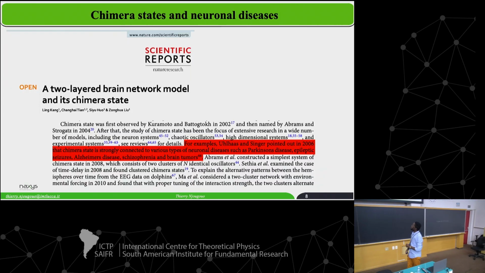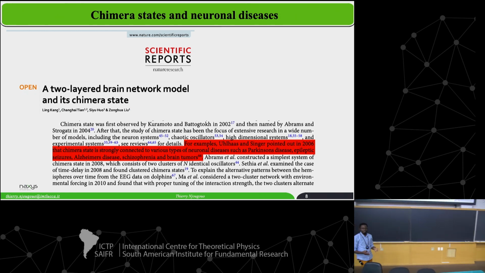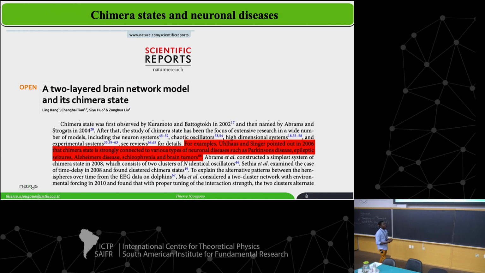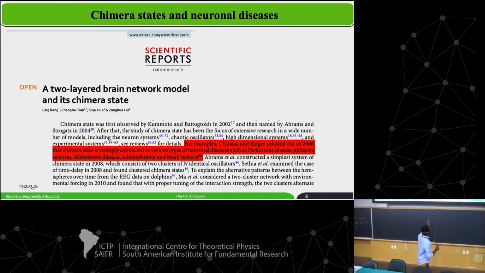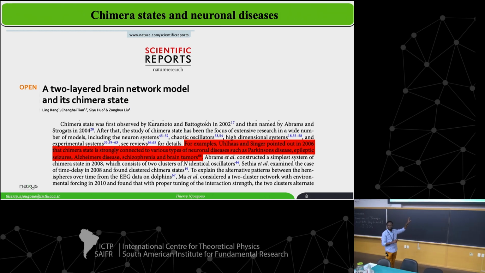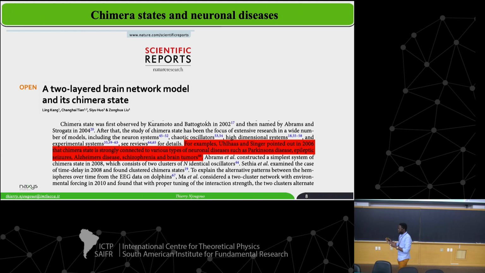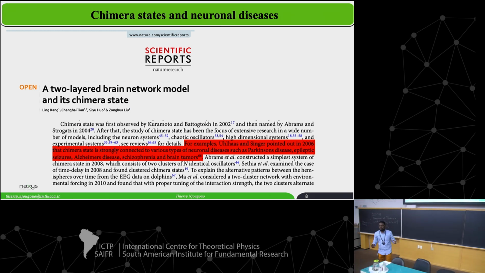So now let's go back to the topic of the school. The topic is about the brain. I'm not a physician, and I'm not an expert on synchronization. So here, for example, I just want to show you something about chimera: what is the relationship that we can have between chimera states and some neuronal diseases, like Parkinson's, Alzheimer's, and others.